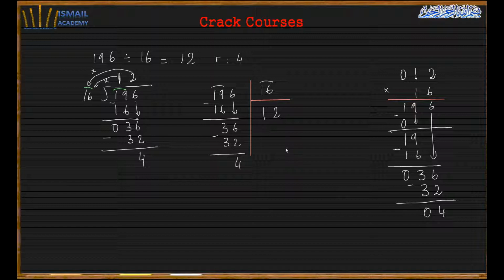And if they ask you to write this down in Euclidean form, we just put this as 196 equals, remember, the quotient times the divisor, so it's going to be 12 times 16, plus the remainder, plus 4. So this is the Euclidean representation of this division. If they ask you to write this in Euclidean form, this is how you should write it down.